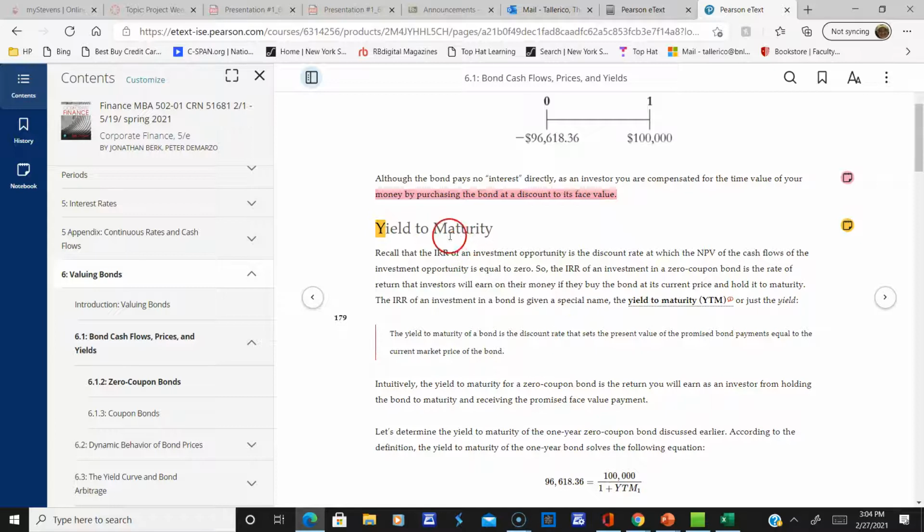All right, so the yield to maturity is a term that's important. And what is the yield to maturity? The yield to maturity of a bond, and I'll highlight that for you again, is the discount rate that sets the present value of the promised bond payments equal to the current market price of the bond. And that's also called the internal rate of return, right? So the yield to maturity for a zero coupon bond is the return that you will earn as an investor from holding the bond to maturity and receiving the promised face value payment.